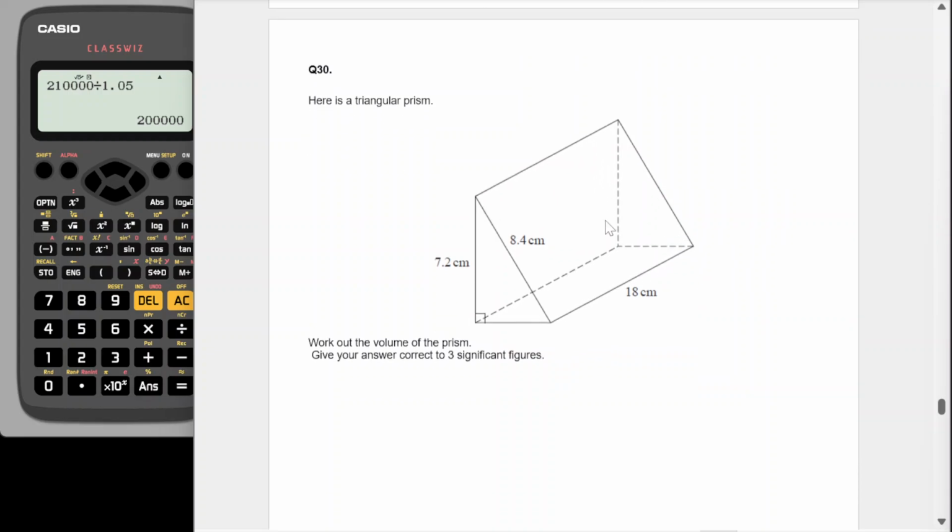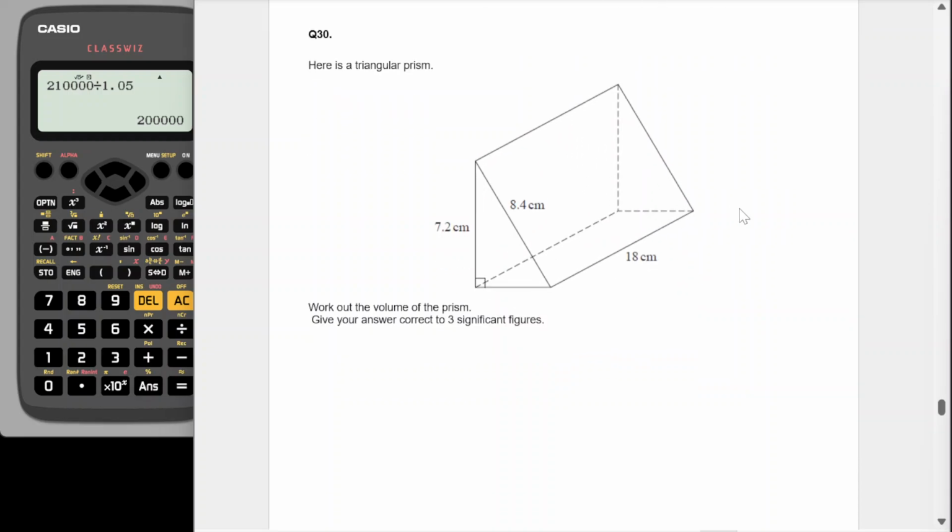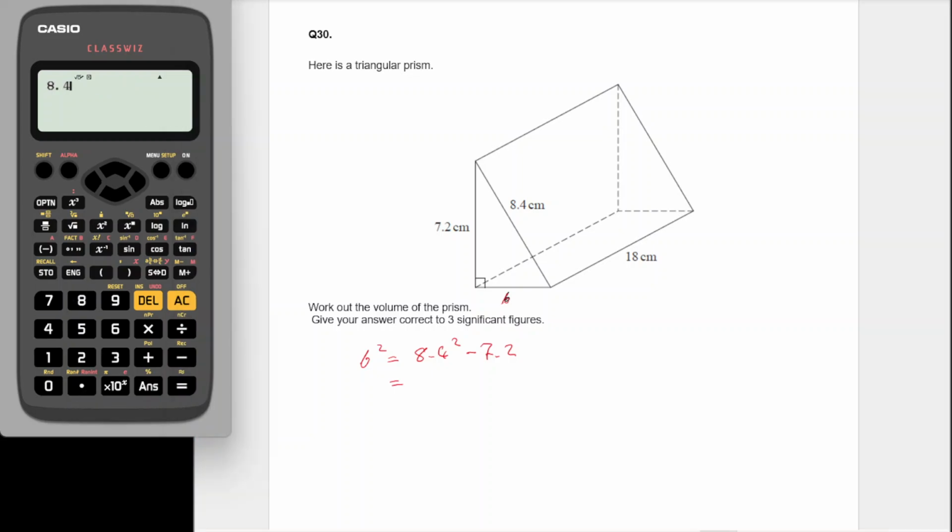Question 30. Here is a triangular prism. Work out the volume of the prism, giving your answer correct to three significant figures. Okay, so we need to work out this length here, so the base. Try and make it a B rather than a 6. So I need Pythagoras here because I've got two sides and I want the third side. So B squared is going to be equal to 8.4 squared minus 7.2 squared.